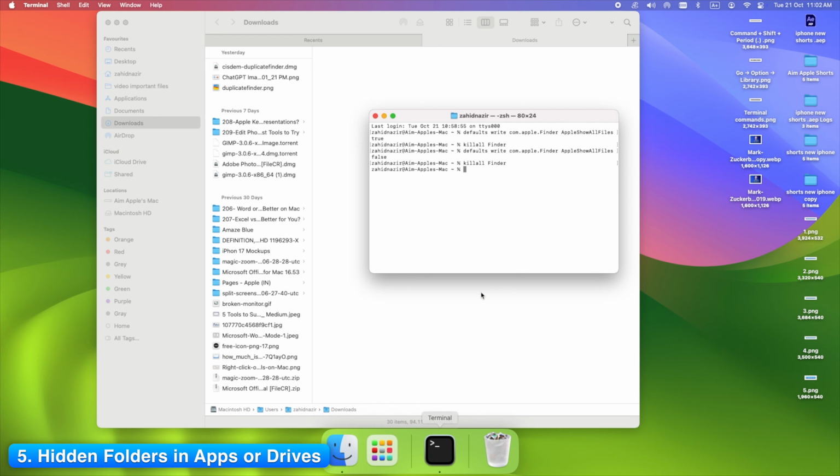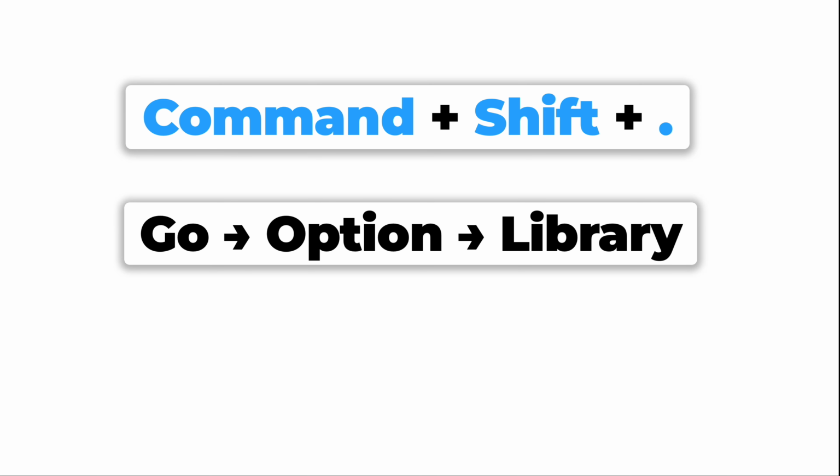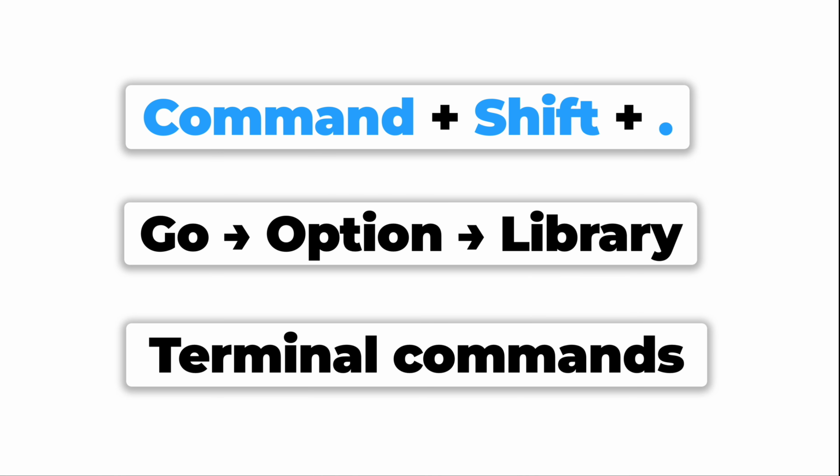Alright, let's do a quick recap. Command plus Shift plus period toggles hidden files on and off in Finder. Go, Option, Library lets you access your hidden Library folder. And Terminal gives you full-time visibility when you need it. Now you can uncover lost files, clean up storage, and explore what's really on your Mac.